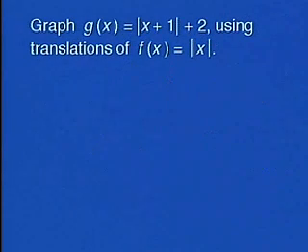Now, one more time, this time we're going to take a look at graphing g of x equal to the absolute value of x plus 1, plus 2, and we're going to do that using translations of the original graph f of x equals absolute value of x.